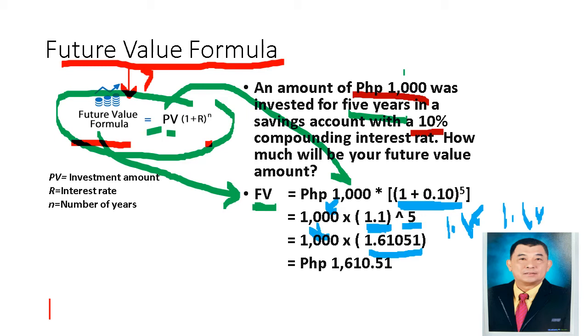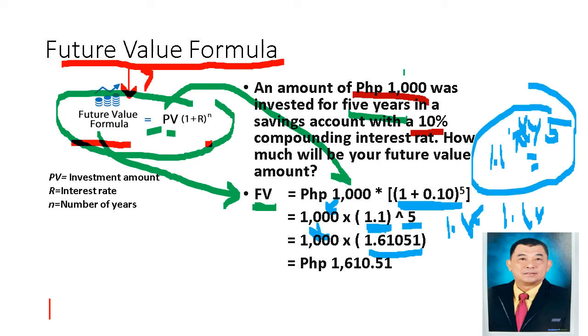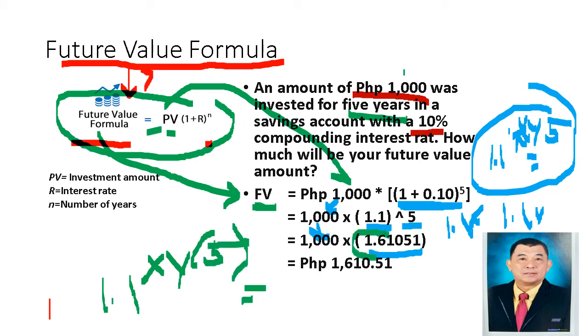But if you are using a calculator, you will just input 1.1, then xy, and then you will enter 5 and then equals. I will repeat this one. If you are using a scientific calculator, you click 1.1, and then xy, there is a function xy, and then you will write 5 and then equals. And then you will be given this answer.